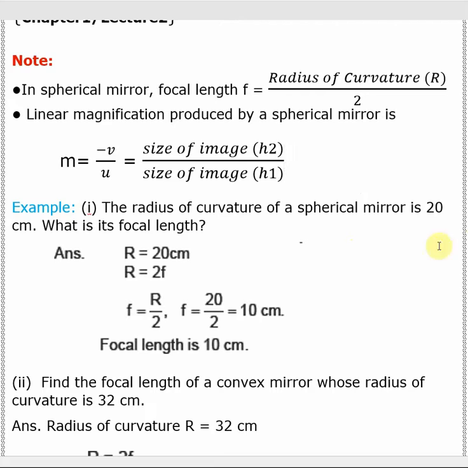Next, let's see one sum. The first sum says the radius of curvature of a spherical mirror is 20 centimeter. What is the focal length? This is a very easy direct sum. We have to find the focal length, and the radius of curvature is given. So radius of curvature is 20, so focal length will be r/2, 20/2, that is 10 centimeter.